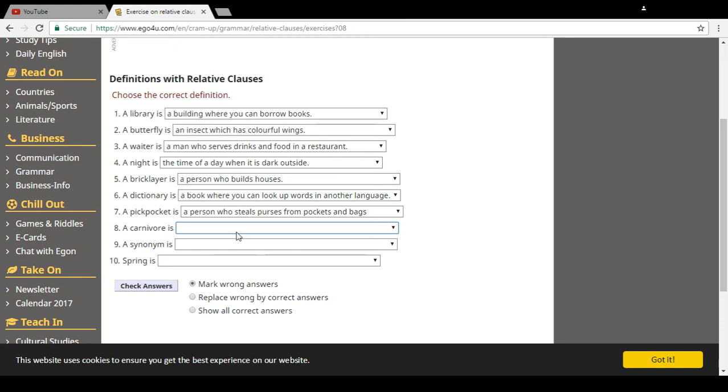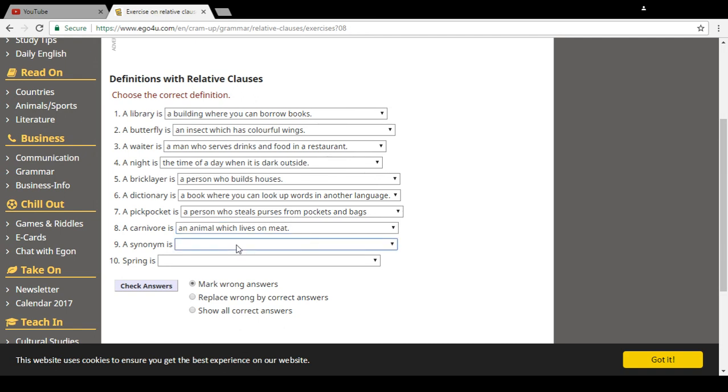A carnivore is where you can borrow books. Carnivore. Nemam pojma šta ti je to carnivore. Ja mislim da je to životinja. Jest, carnivore, to su životinje. 100%. Carne je meso. Kako na latinski, nemam pojma.